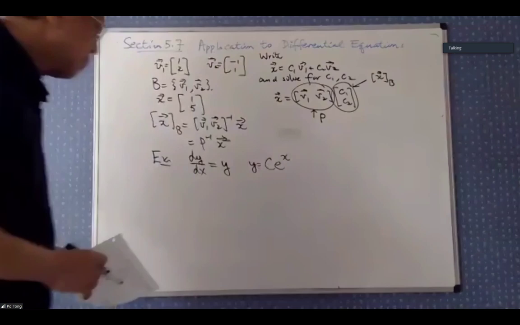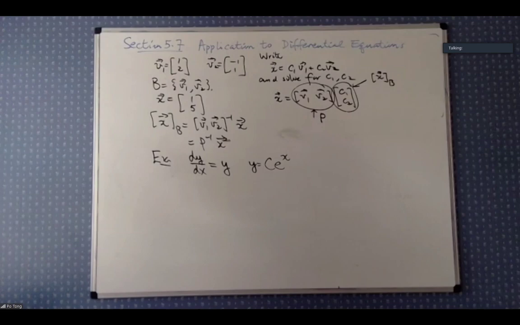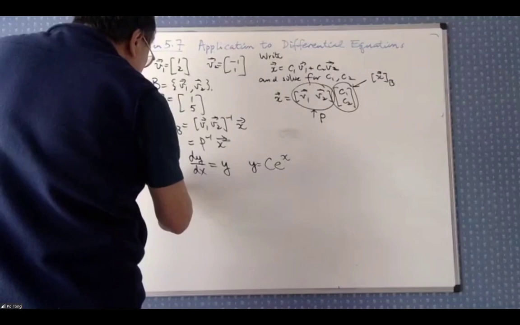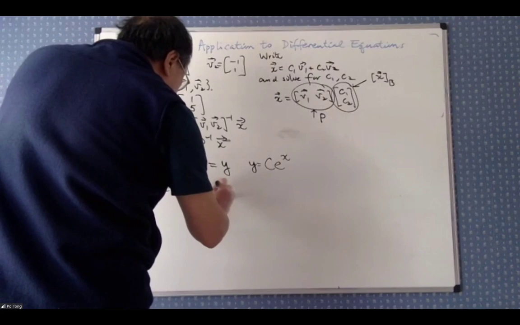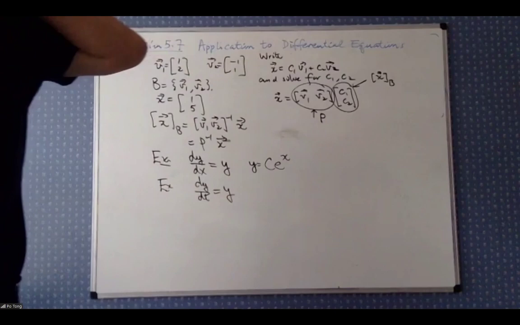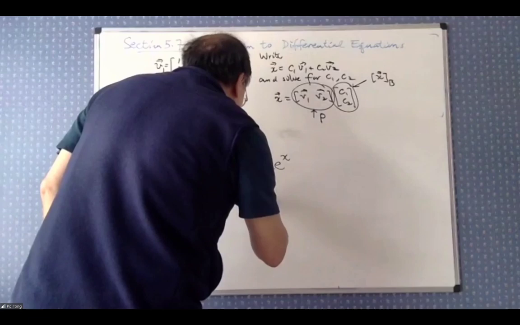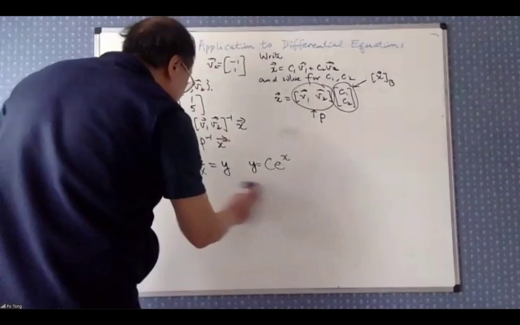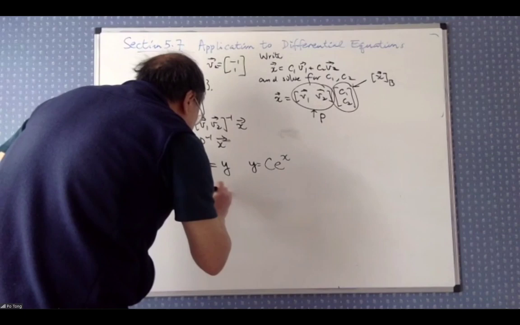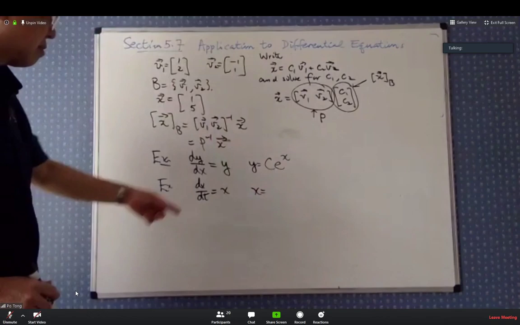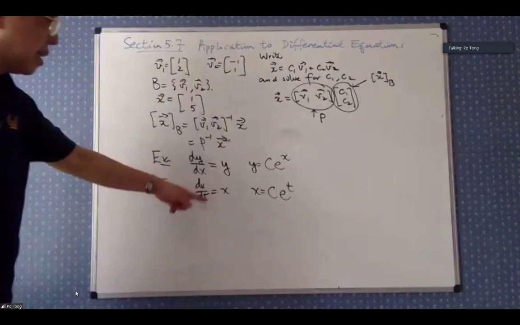For us, instead of x, we are talking about t. Today the independent variable is time. So I would like to change it to this: dx/dt equal to x. Then x will be c times e to the power t. This is just another form of the same thing, changing the name of the variable.